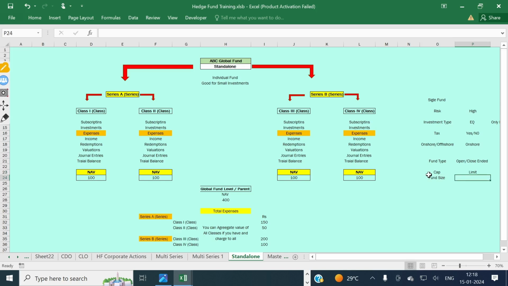Fund size, there is no standard amount or standard cap which defines, like, 1,000 to 10,000 crore. You can have this or that structure. No, that depends on the fund.